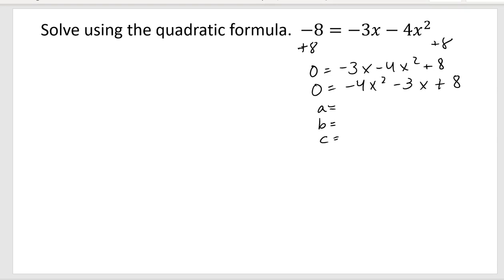A is the number in front of the x squared. That coefficient is negative 4. B is the number in front of the x. And c is the number, the constant by itself.